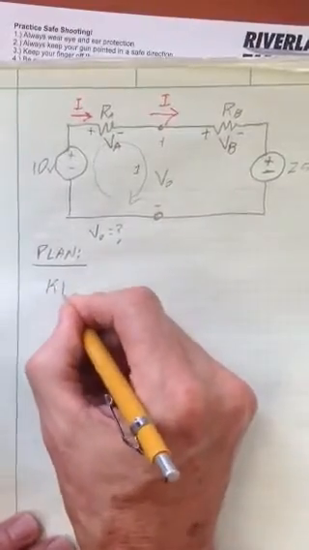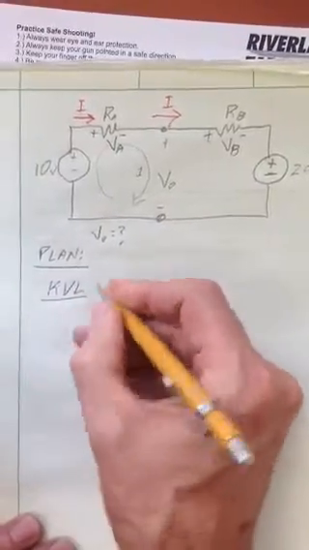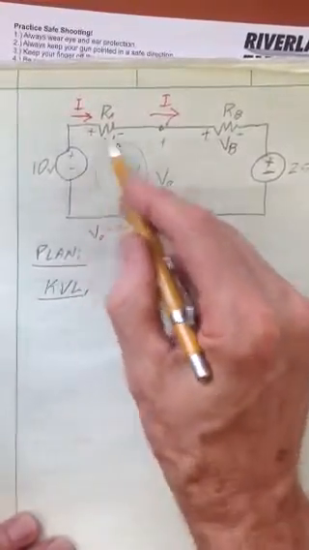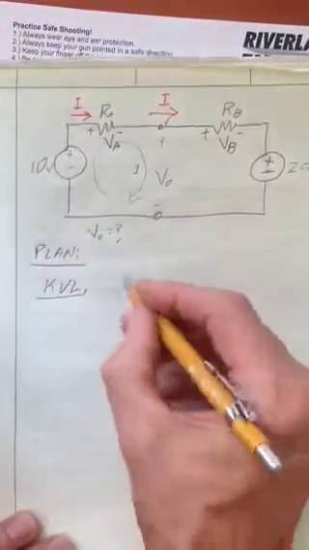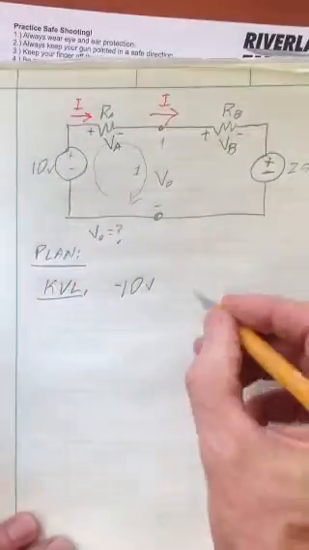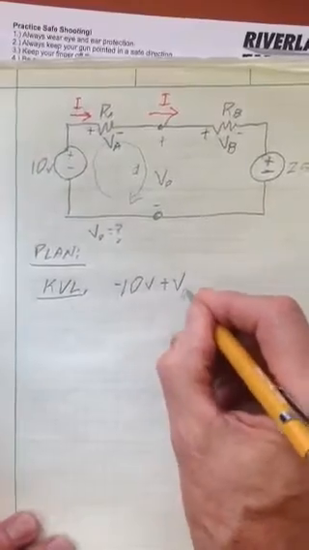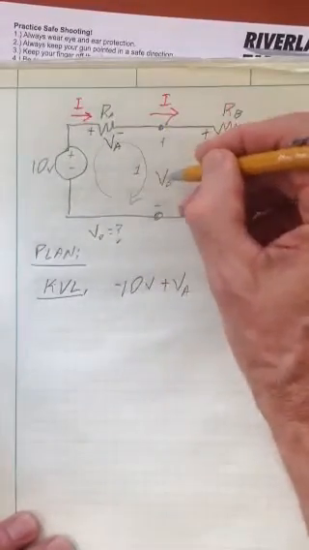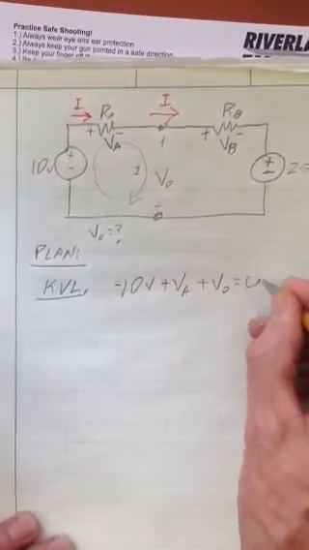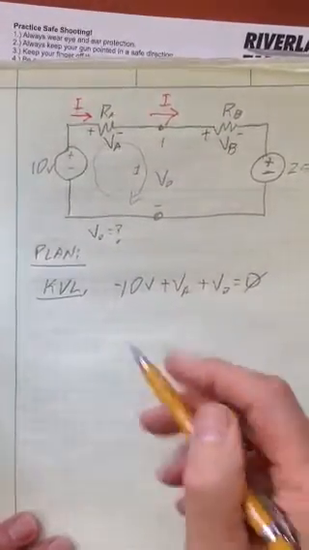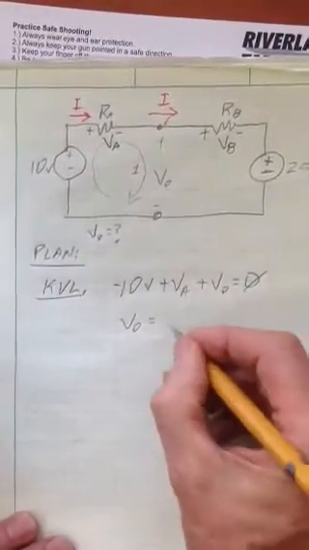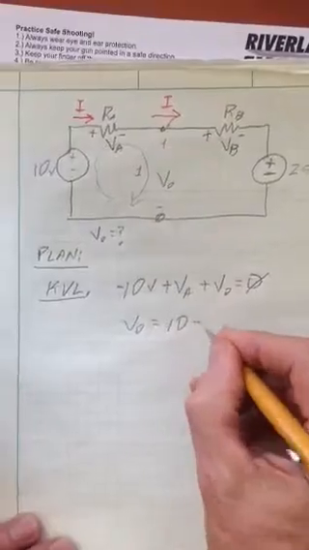So Kirchhoff's voltage law around loop 1 is going to look like this. Start here and go around. We have a minus 10, and then we have plus VA plus VO equals 0. Solving this for V out, my output voltage is going to be 10 minus VA.